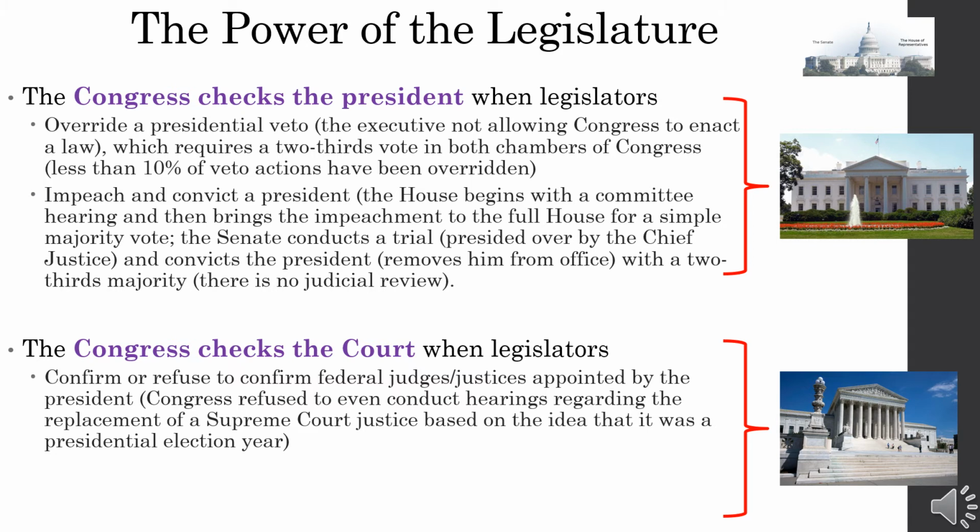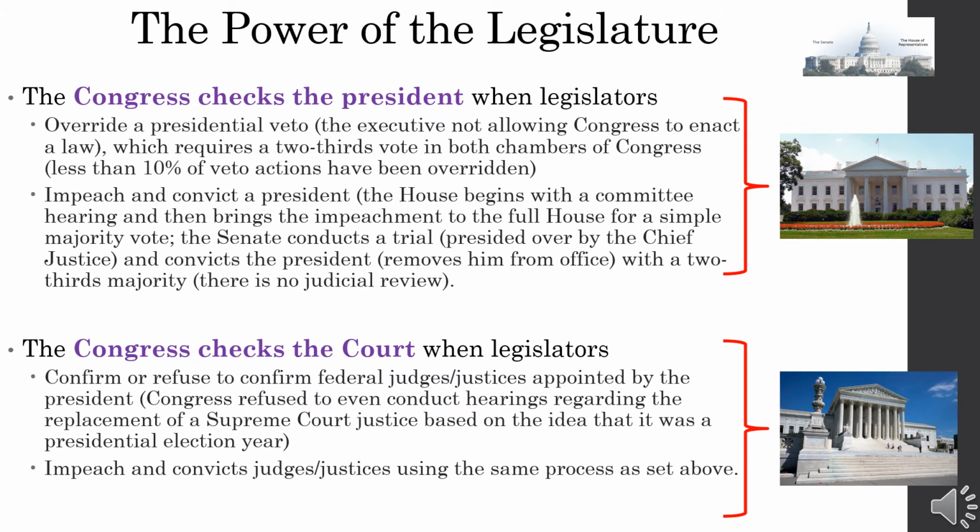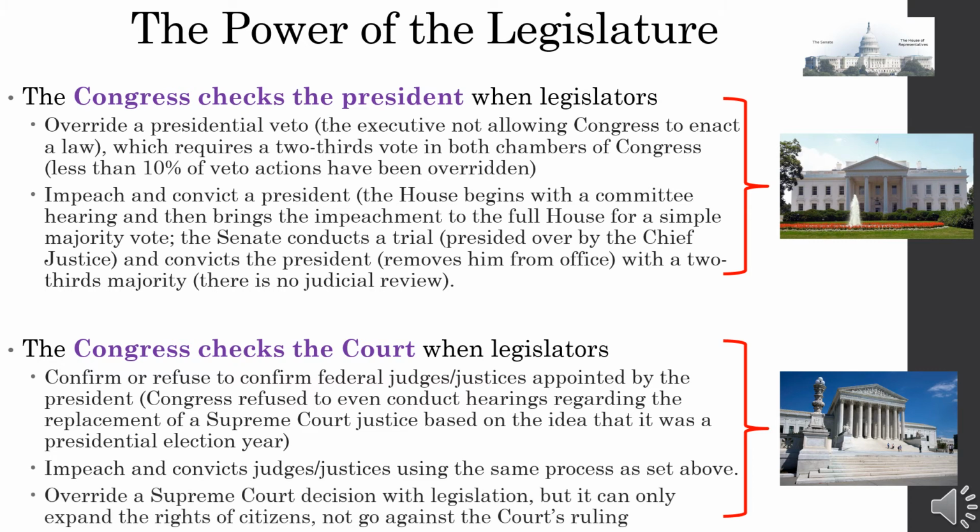Once Congress refused to even conduct hearings or even discuss the replacement of a Supreme Court justice, based on the idea that it was a presidential election year. Congress can also impeach and convict judges and justices using the same process as set forth above for removing a president. And finally, Congress can override a Supreme Court decision with legislation.